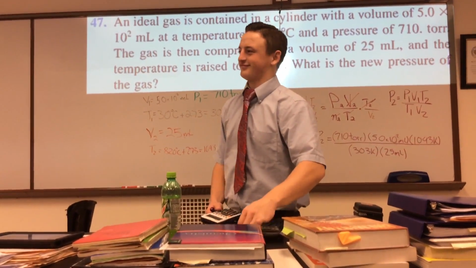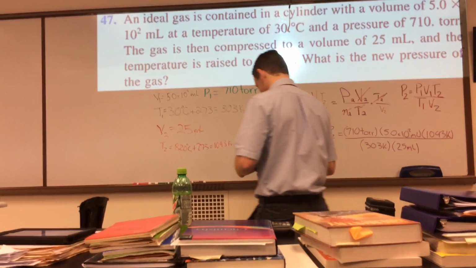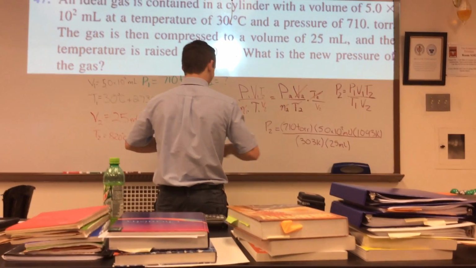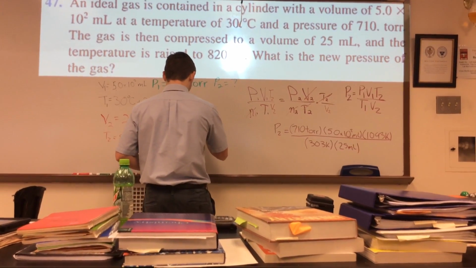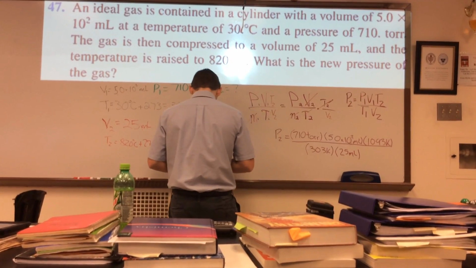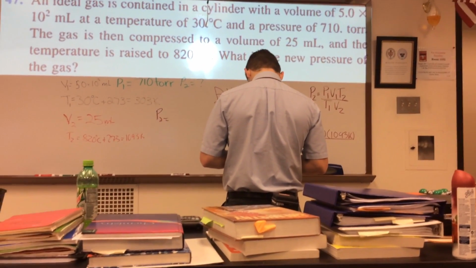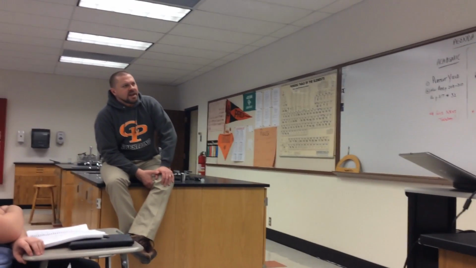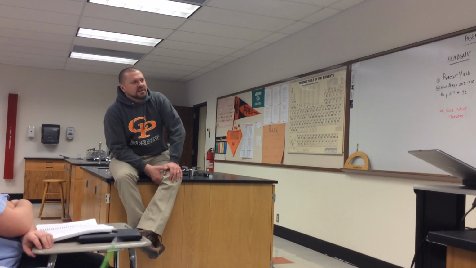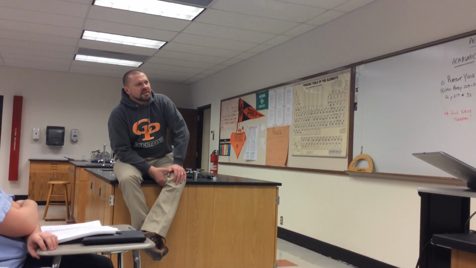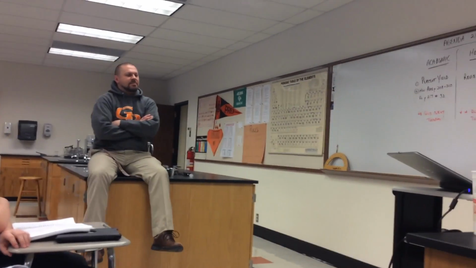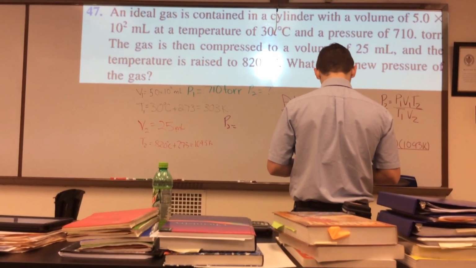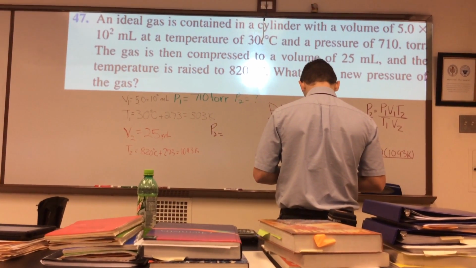Let's see if I can do that in my head. 500, that's thousands, that's 500,000. That's about a half. 500 is 250. Times 500 is 1,000. It's going to be like 8,000.